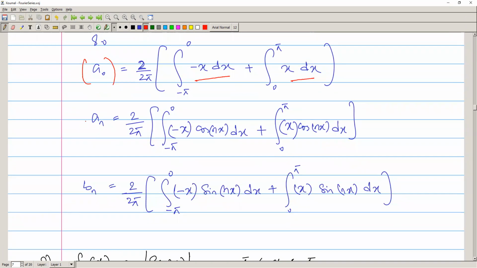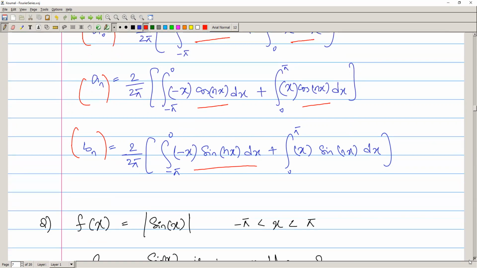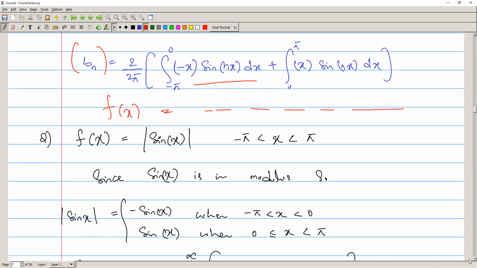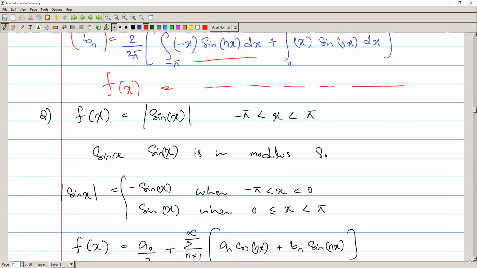Again for an, same manner, just with cosine. And for bn, integrate the product of the function and the sine, right? So in this manner, you will generate a series. f of x is equal to like this, right? Then again, some modulus function, sine x.